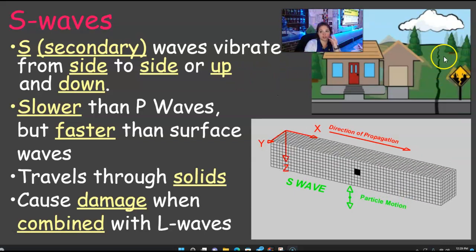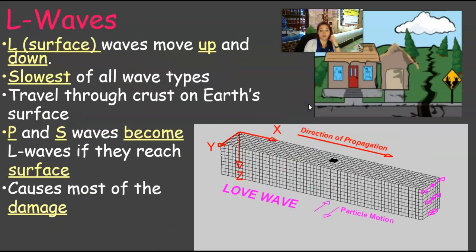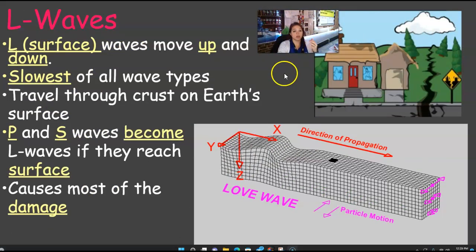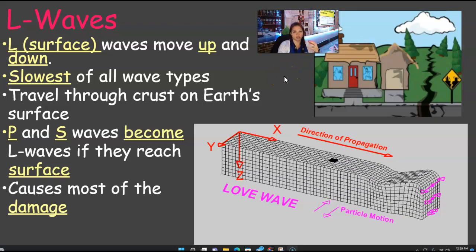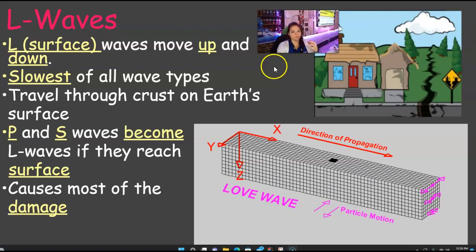So they cause the damage. And you can see the damage right here. There's some damage going on, right? And then we have these L waves, or the love waves. These are the worst. They move up and down and kind of like side to side almost. It's a combo of them. And they're the slowest of all 3 types, right?